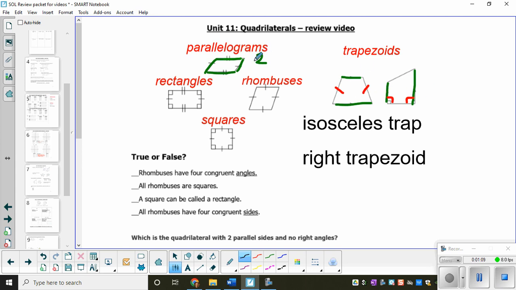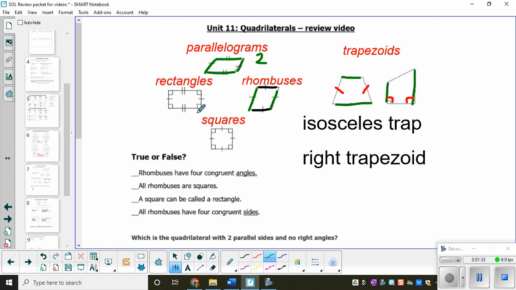But if it's a parallelogram, again, with two sets of parallel sides, it could have the two sets of parallel sides and then all four right angles, which makes it a rectangle. Or we could say that there's no right angles. However, we could say that all four sides are congruent and it still has a set of parallel lines, and then this is a set of parallel lines right there. So it still has two sets of parallel lines.